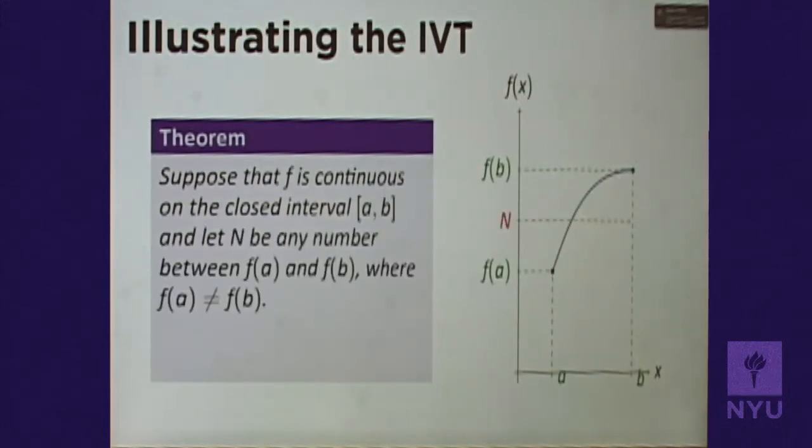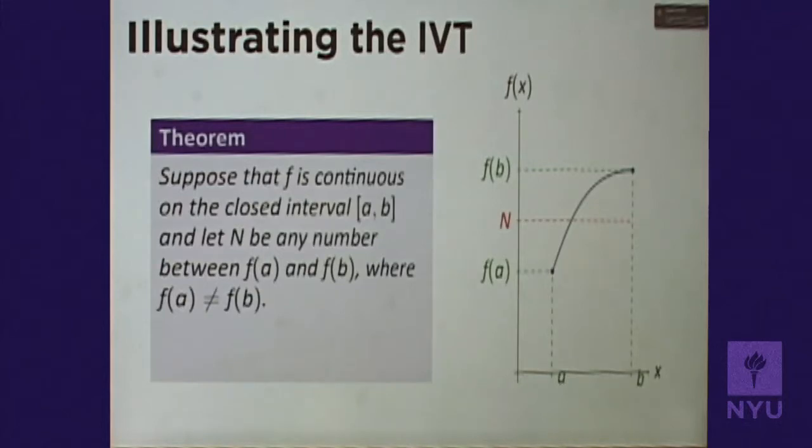The next part of the theorem says let n be any number between f of a and f of b, where f of a is not equal to f of b. So we have to assume that these two function values are different. Otherwise, we won't be able to choose something between them. If they're the same, there's nothing between them. But we don't get to choose what n is. N is any possible number between the values f of a and f of b.